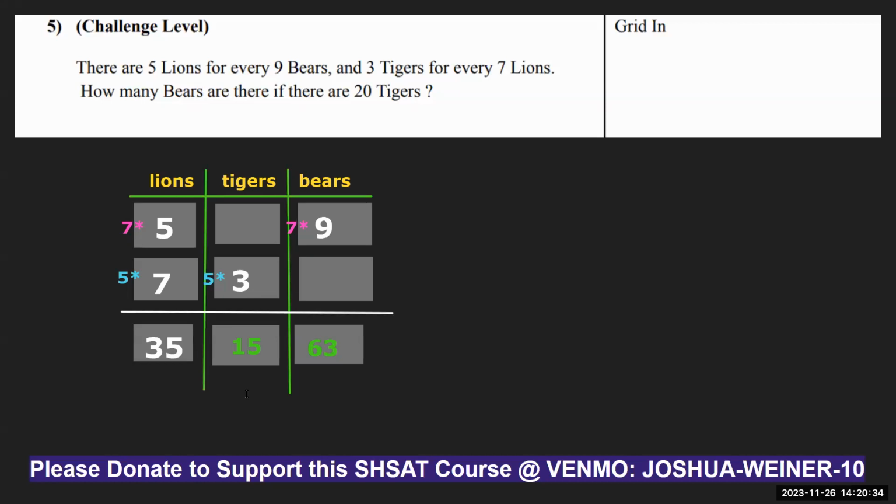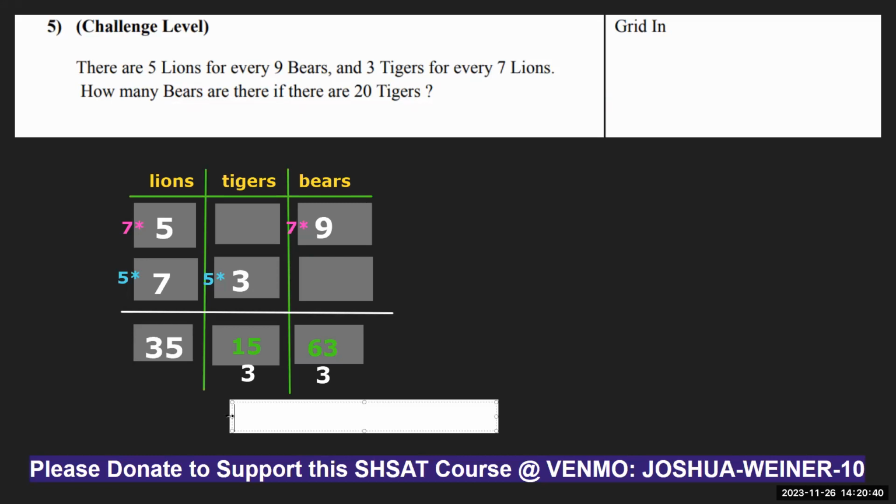What did I say? They're on the 3 times, so we have to divide by 3 because they're both divisible by 3. Excuse me. So then 15 divided by 3 is 5, and 63 divided by 3 is 21. So we can scale down to the 5 times table and the 21 times table. 5 to 21 is the same ratio. But there aren't 5 tigers. There are 20 tigers. So last step, we have to multiply it by 4.